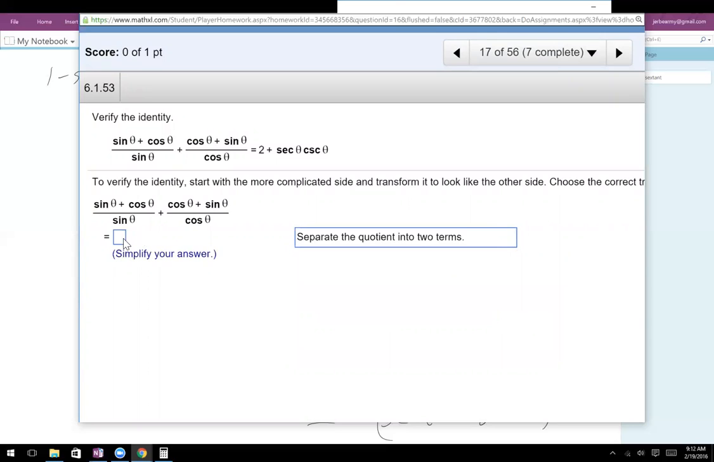So the first thing we're going to do, it says simplify. Well, the sine over sine is what? If I split that first one up into 2 fractions, I'll have sine over sine and cosine over sine. What's sine over sine? 1. What's cosine over sine? Cotangent.